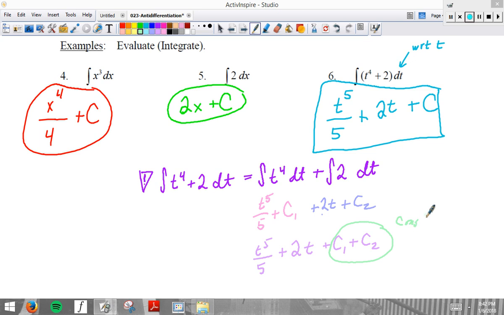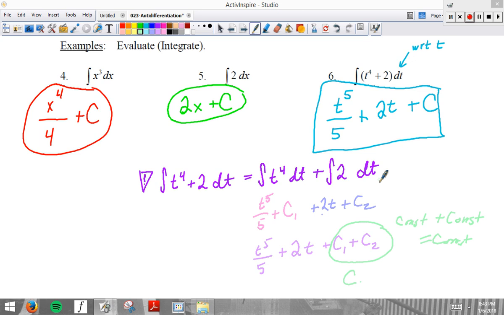Constant plus constant equals constant, right? This is 5 and this is 7. So we're just going to group it and call it C. We're just going to add these two constants together and smush them together and call it capital C. That's really all we can do to explain it. If you did it this way, you just have two separate constants. I'm just combining all the constants into one big constant at the end.